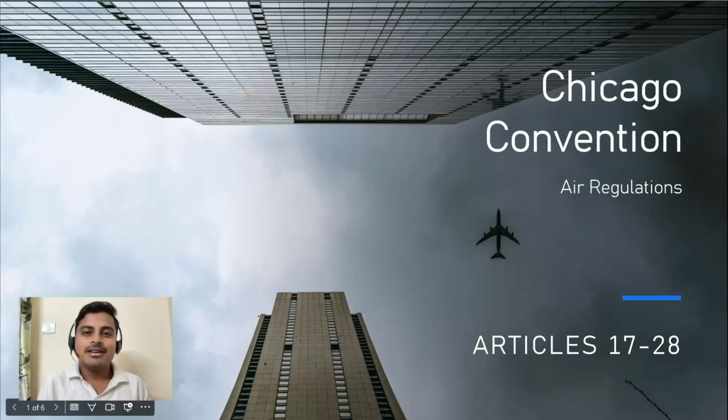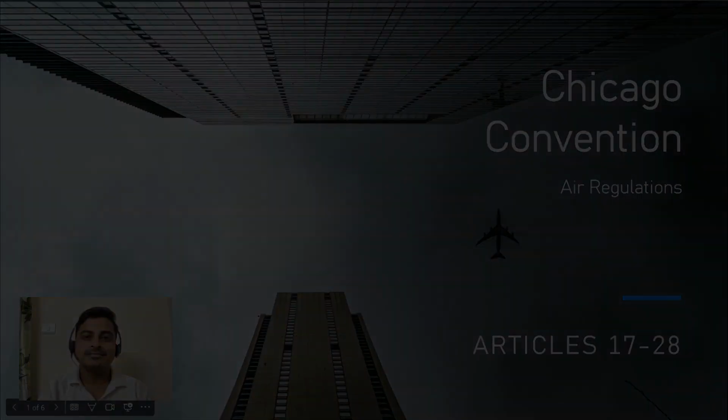Here we are in another video for Chicago Convention. This video will be covering articles 17 to 28. The previous video covered articles 1 to 16. As you know, Chicago Convention is a very important part of the air regulations. It's very important for a pilot to understand the international civil aviation, and it's also very important from the DGCA exam standpoint. So let's get started.